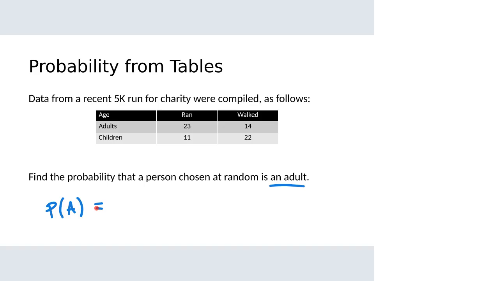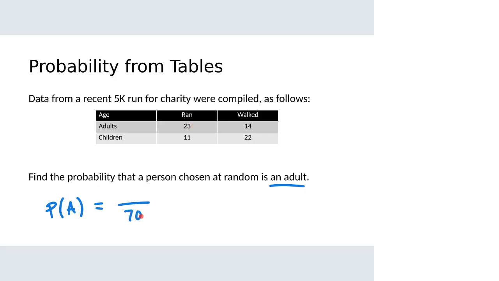So what we're after here is the probability of picking an adult at random. Just like every other probability question, this is about successes over outcomes. How many outcomes do we have here? As I look at my chart, there's 23 plus 11 plus 14 plus 22. I need to add all of those together to find the total number of people involved. There we go, 70 total outcomes. Let me know if you don't see where those 70 outcomes came from.